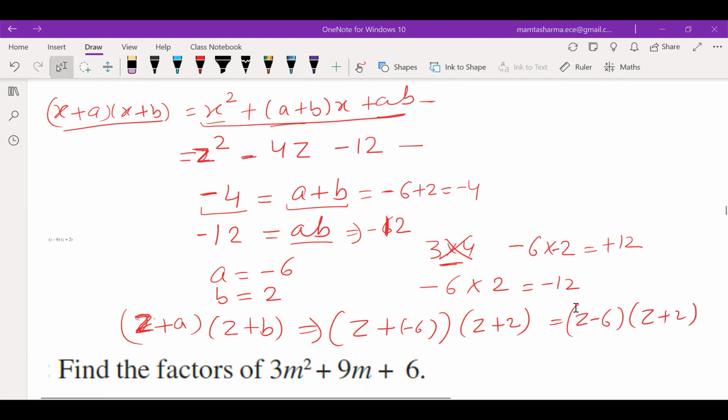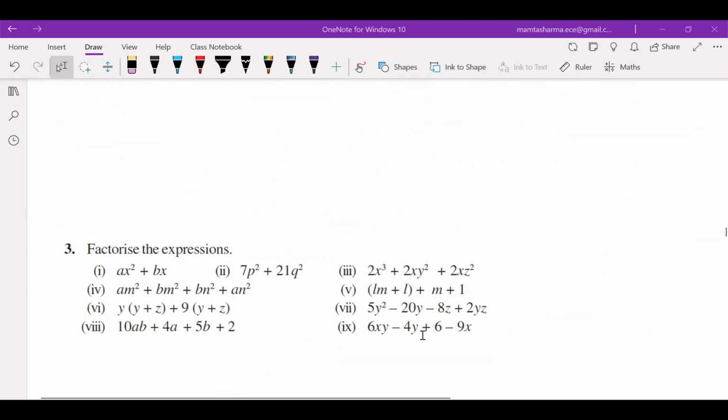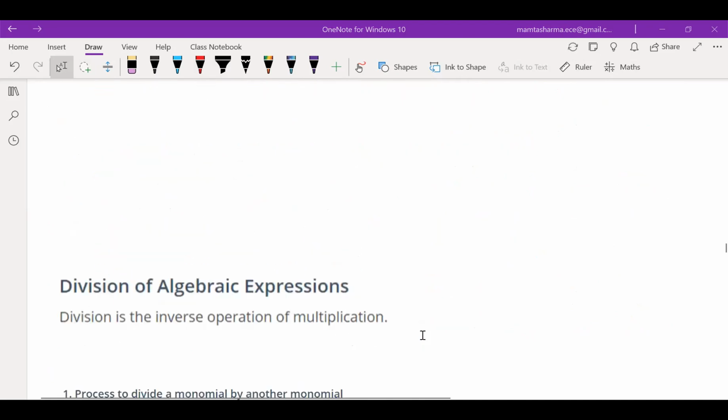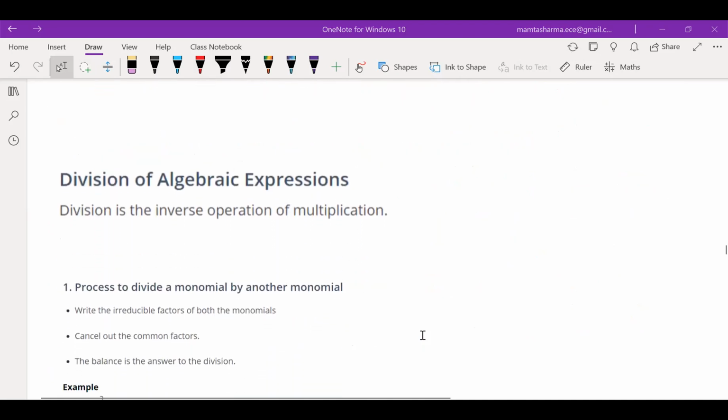Yes, ma'am. Okay, now we can play the quiz. After that, we will continue this chapter in the next class: division of algebraic expressions, how to divide any algebraic equation. Okay. So let me find the quiz.